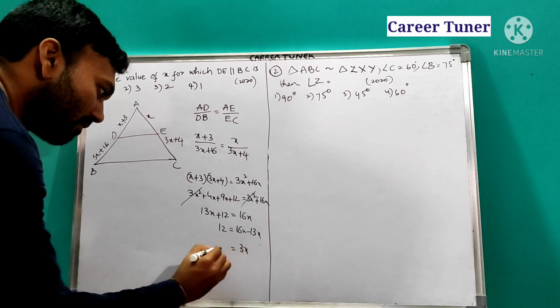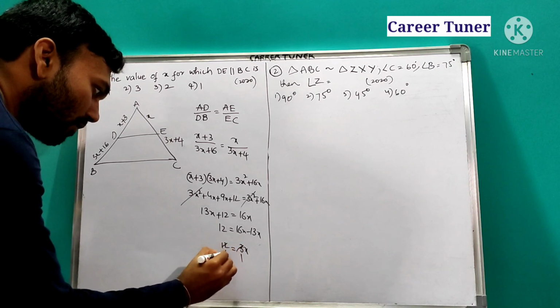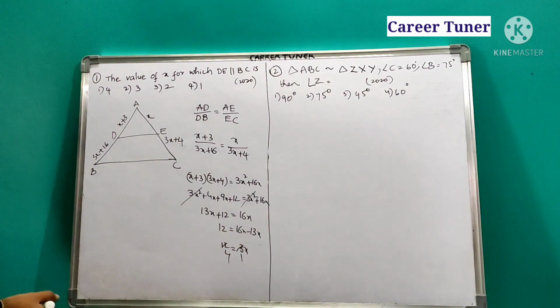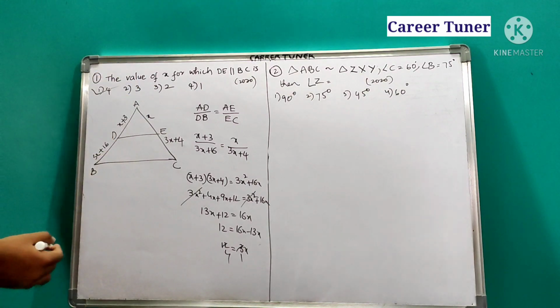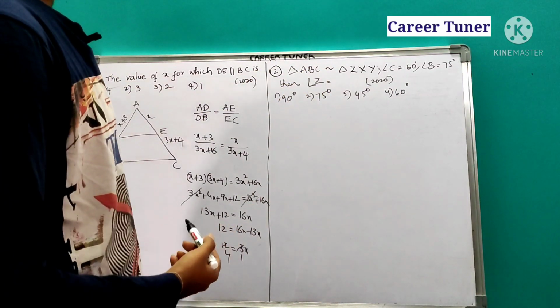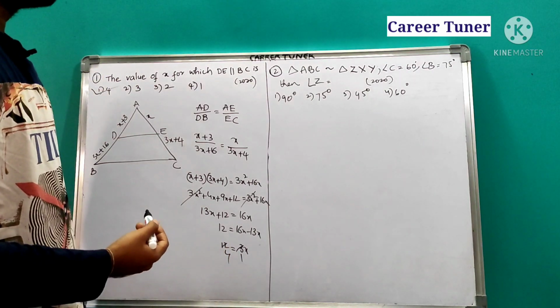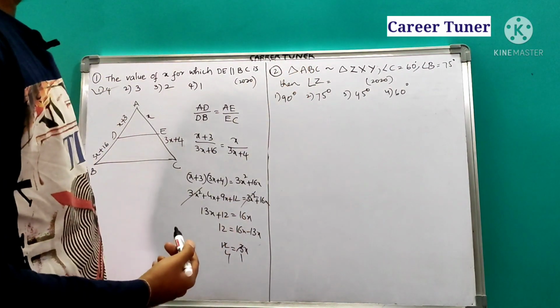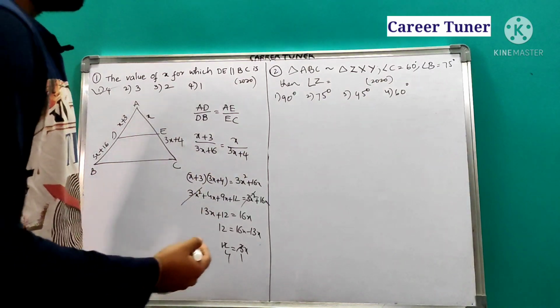Now 12 is equal to 16x minus 13x. Therefore 3x is equal to 12. 3 ones are 3, it will go for 4 times. Therefore x value is how much? 4. So 4 is our answer. Next, triangle ABC is similar to triangle ZXY. Angle C is equal to 60 degrees, angle B is equal to 75 degrees, and angle Z is equal to.